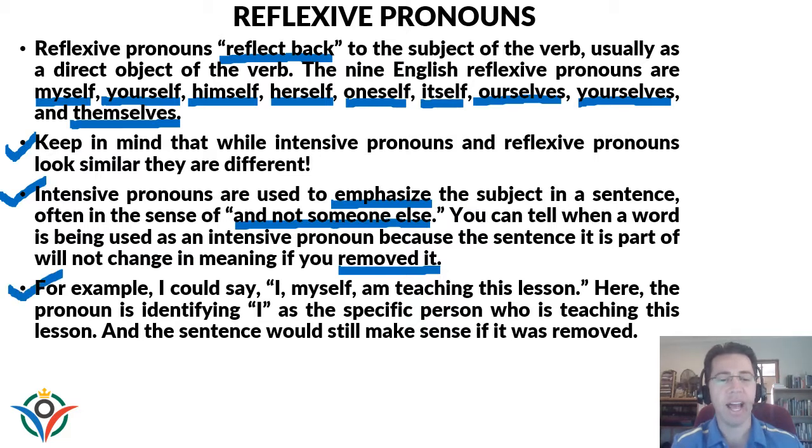I could say, I myself am teaching this lesson. So here the pronoun myself is identifying I as the specific person who is teaching this lesson. And the sentence would still make sense if it was removed. So if I go back to that statement and I remove the pronoun myself, and it just read, I am teaching this lesson, that would still make perfect sense. All right, so the intensive pronoun, myself, or any other type of intensive pronoun is there to emphasize the subject in a sentence.